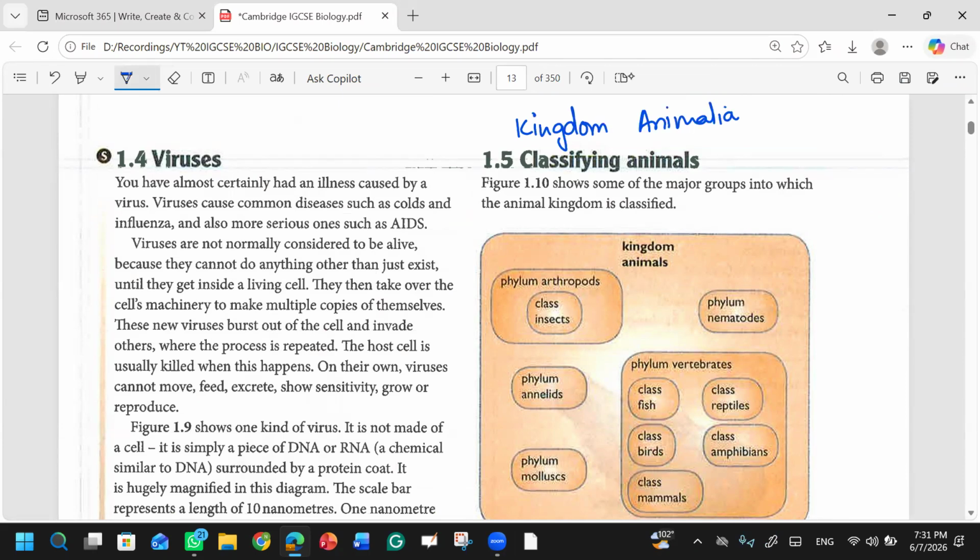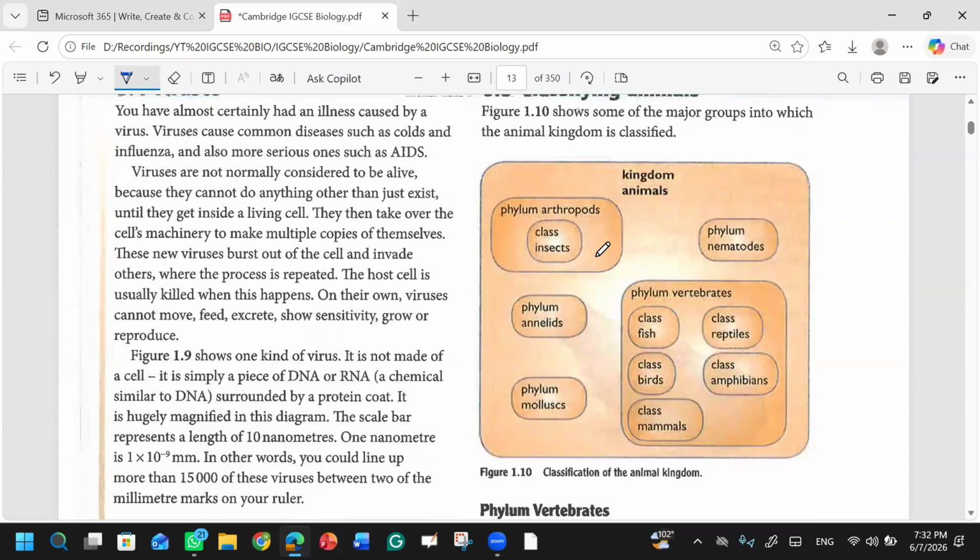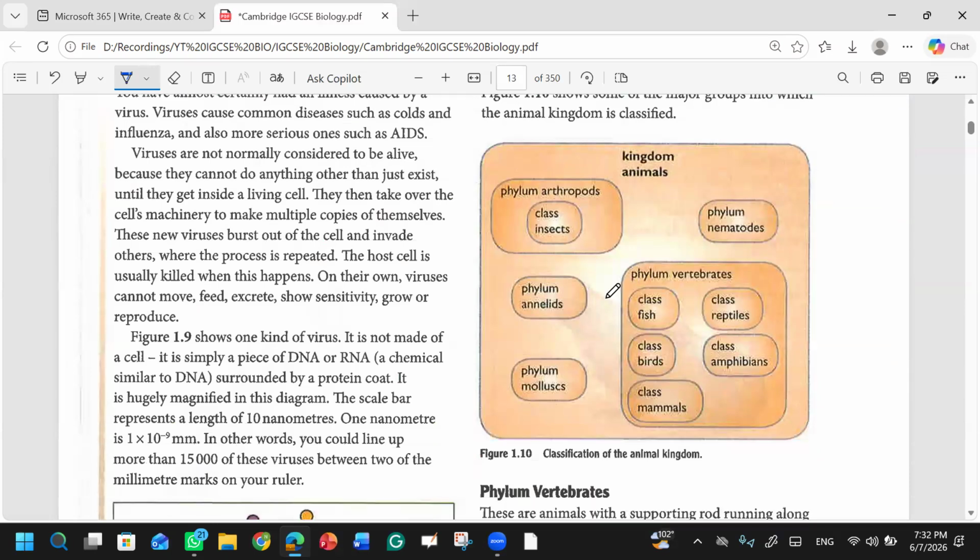So in kingdom Animalia, it shows some major groups into which the animal kingdom is classified. There are 5 major groups: phylum Vertebrates, phylum Nematodes, phylum Arthropods, phylum Annelids, and phylum Molluscs. So we have a total of 5 different phyla within the kingdom Animalia.